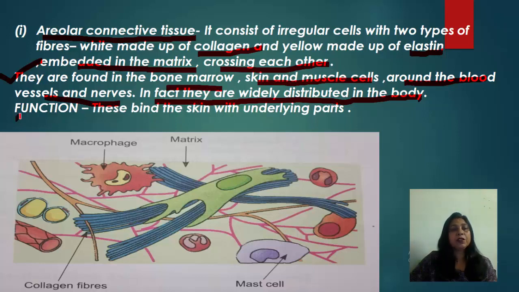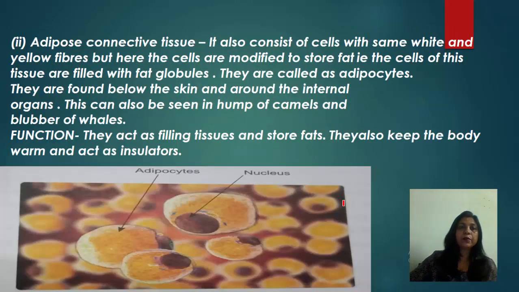Now, its main function is to bind the skin with the underlying parts. You can see in this diagram of areolar connective tissue, the collagen fibers are there, the matrix is there in which the fibers are, they are crossed collagen fibers, and mast cells are also present.